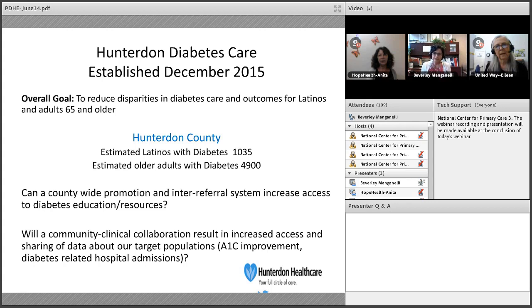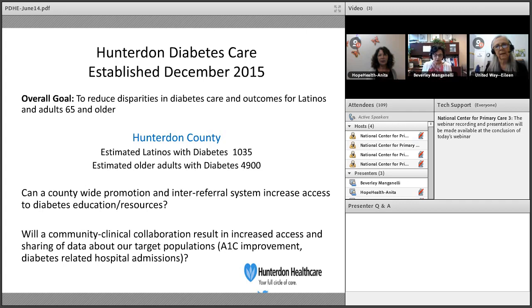So what we decided to do was to form a committee. So we asked representatives from each of those resources to join our committee. And we called it the Hunterdon Diabetes CARE, and the CARE stands for Community Access to Resources and Education, to address these issues in conjunction with the Partnership for Diabetes Health Equity. So that's a little background on how we started.